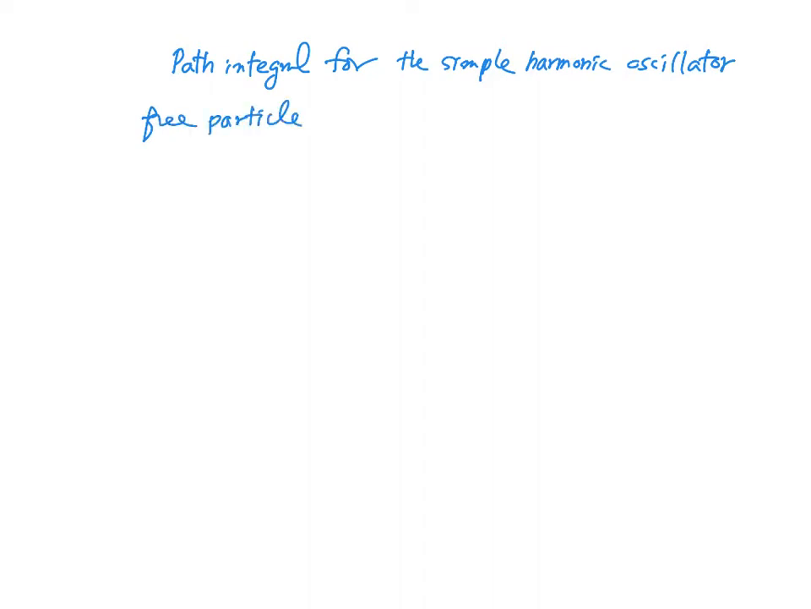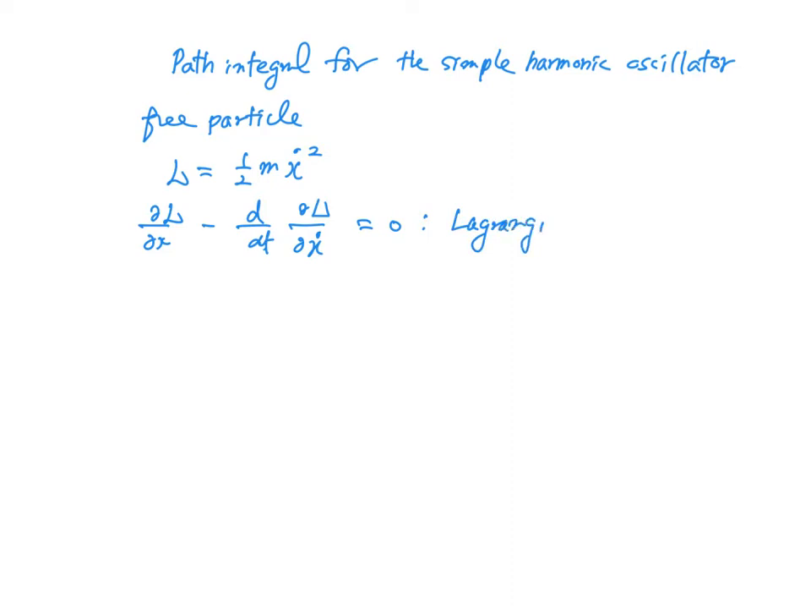the Lagrangian can be written as 1 over 2 m x dot squared. Then the Lagrange equation becomes partial L over partial x minus d/dt of partial L over partial x dot is equal to 0. This is called the Lagrange equation. So that gives m x double dot is equal to 0, or x dot is constant.